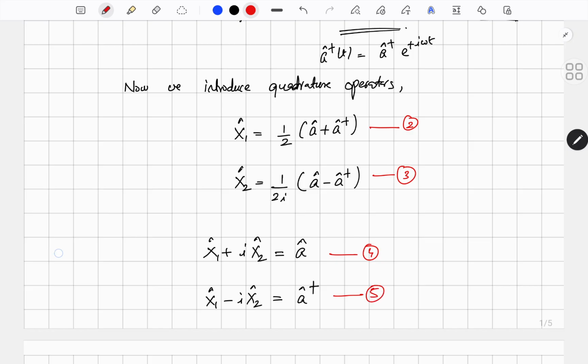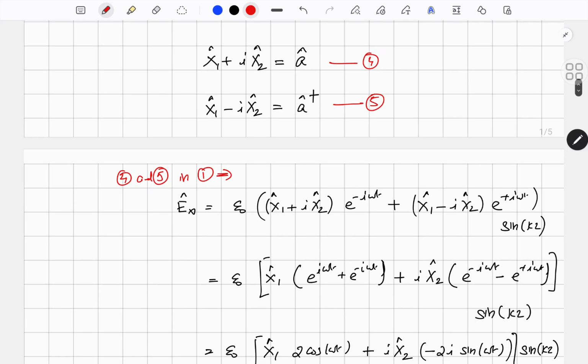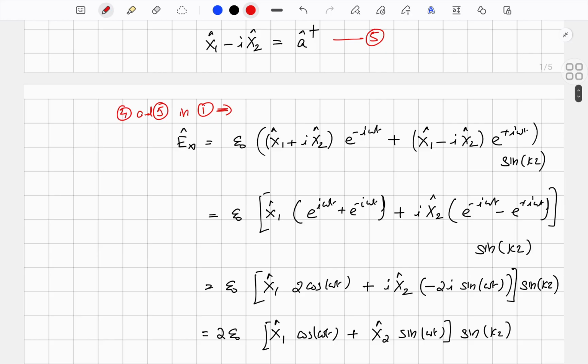Now just substitute 4 and 5 into 1. Okay, so if you just substitute 4 and 5 in 1, I can represent my E_x as E_0 [(x1 + i x2) e raised to minus iωt plus (x1 minus i x2) e raised to plus iωt], and the spatial dependence is sin(kz). Okay, so just rearrange everything. We have 2 x1, and here we have e raised to minus iωt and e raised to plus iωt. So if you take x1 common, this becomes e raised to iωt plus e raised to minus iωt. This becomes i x2 times (e raised to minus iωt minus e raised to plus iωt). Okay, this algebra you can do yourself.